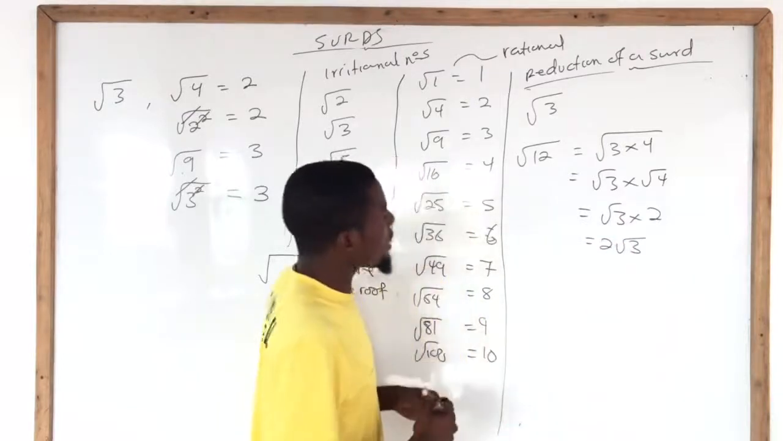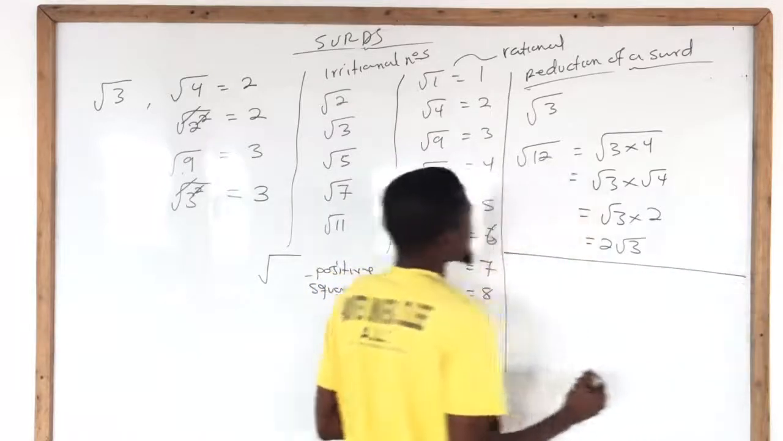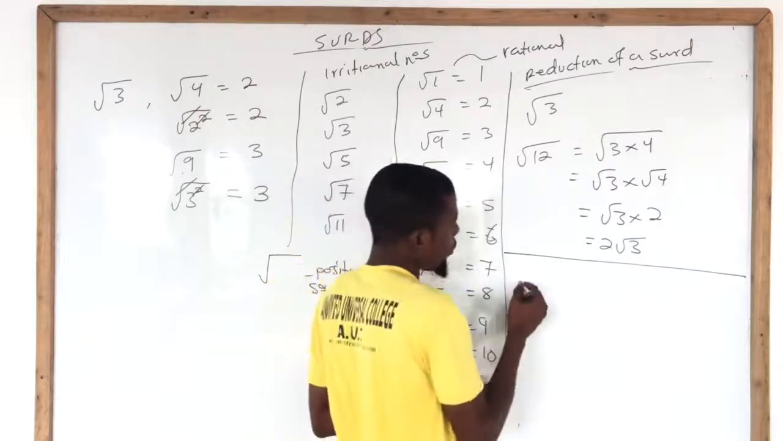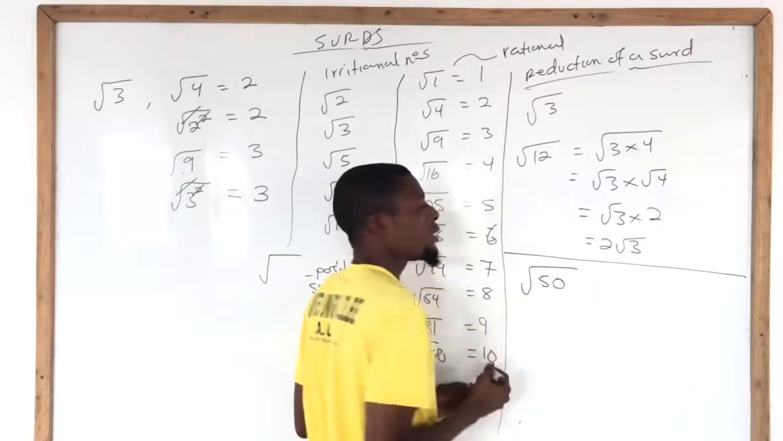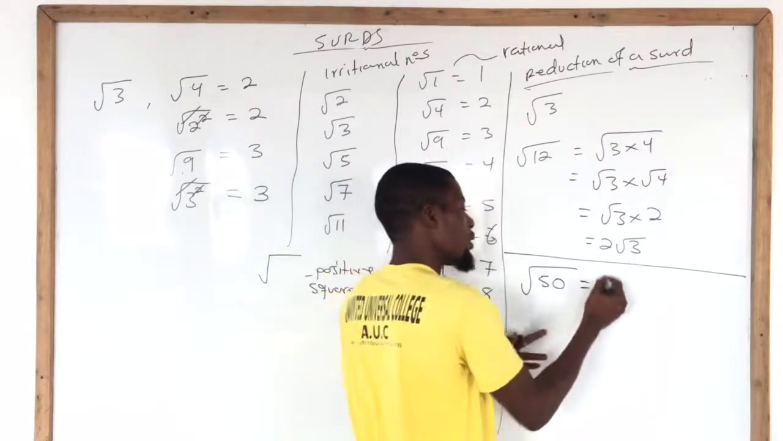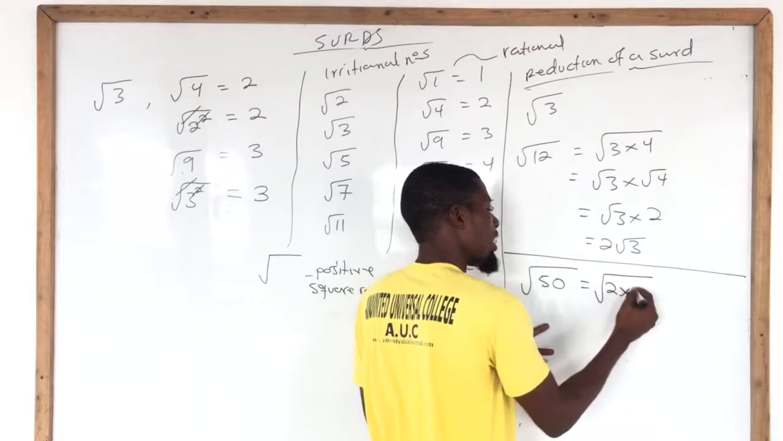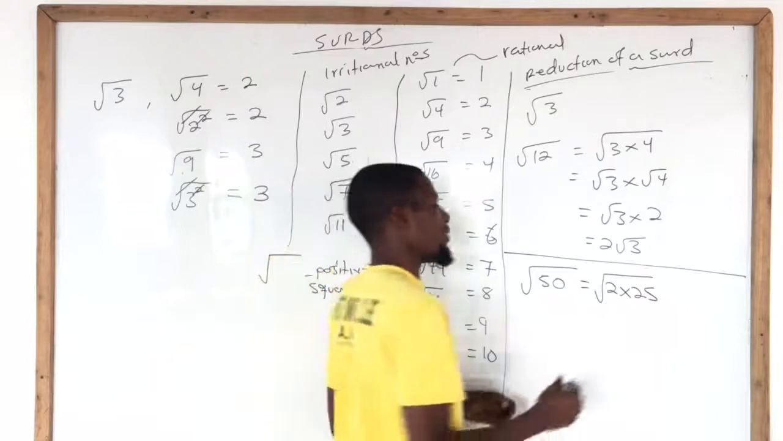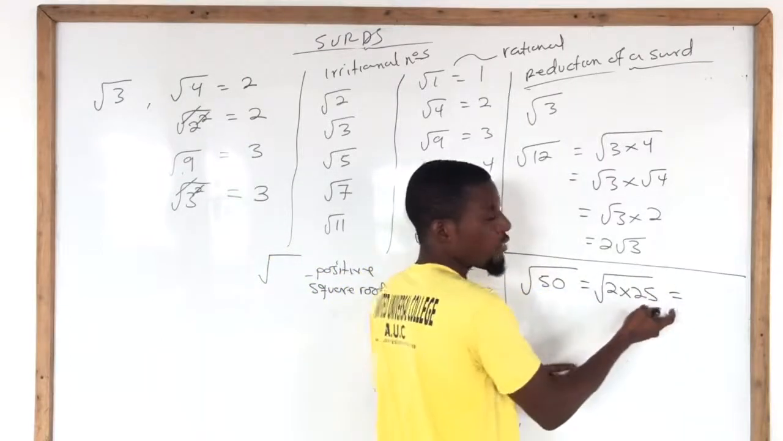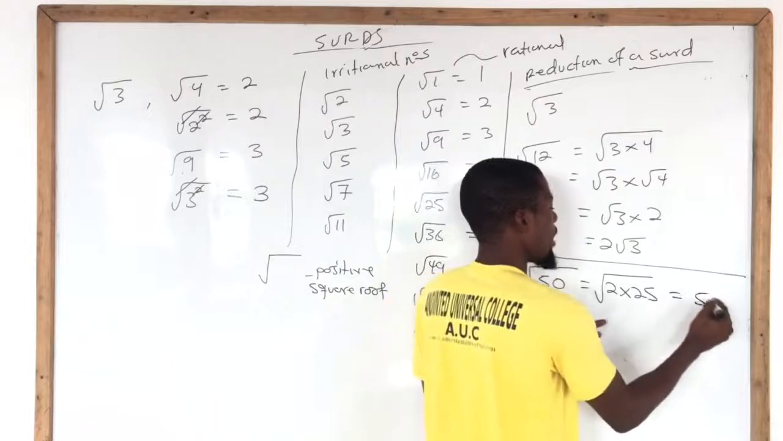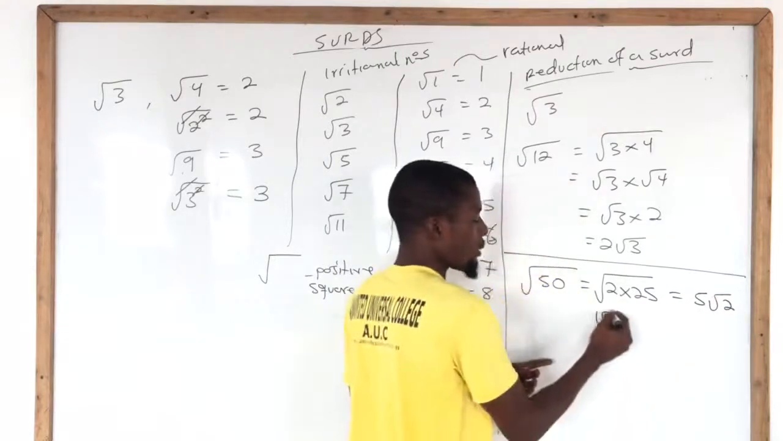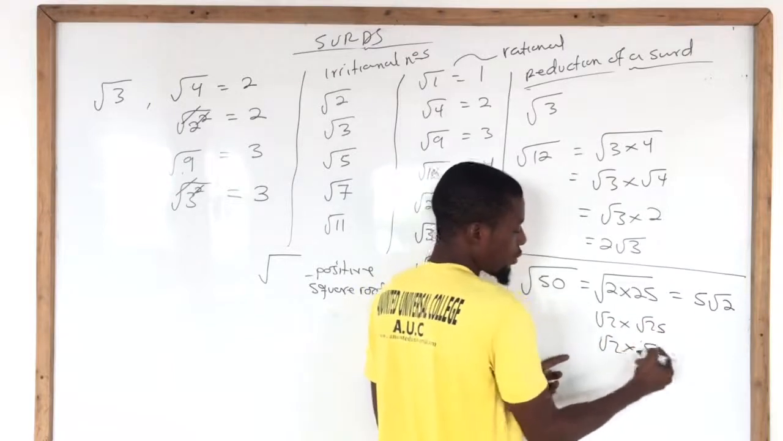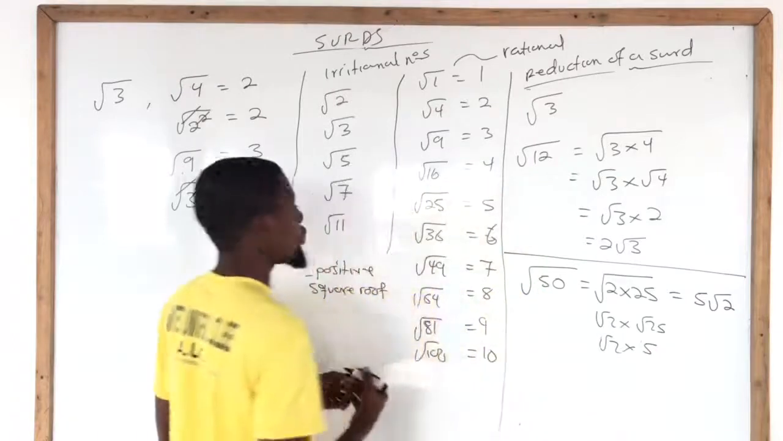Okay? Now let's take a typical example again. This time let's take an example like root of 50. Now root of 50 is the same as root of 2 times 25. Okay? Root of 2 times 25. And we know this one now. Root of 25 will give me 5, right? So this one becomes 5 root 2, because it's the same as root of 2 times root of 25, right? Root of 25 is 5. So 5 times root 2 is going to give me 5 root 2.